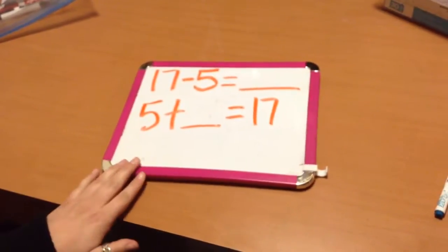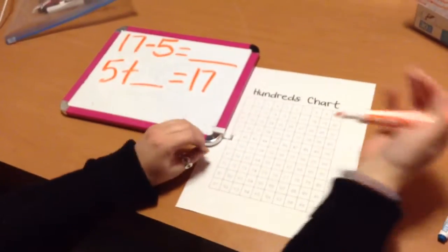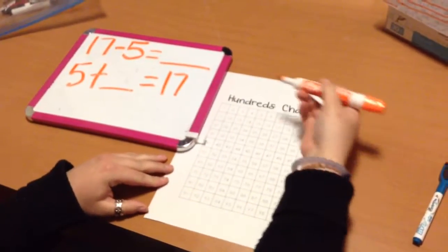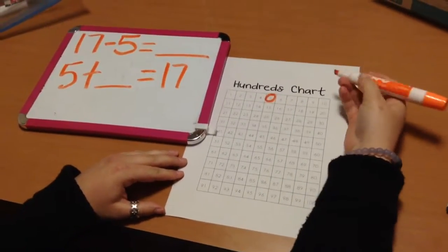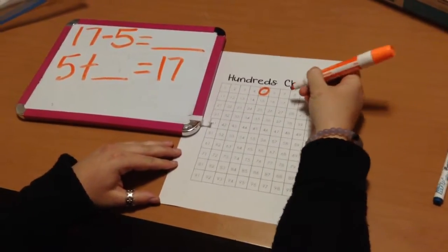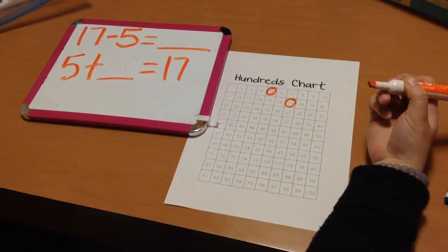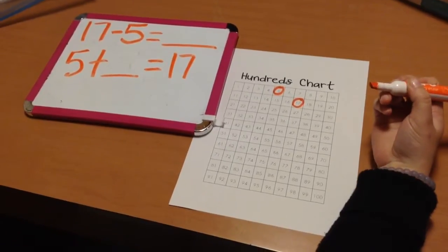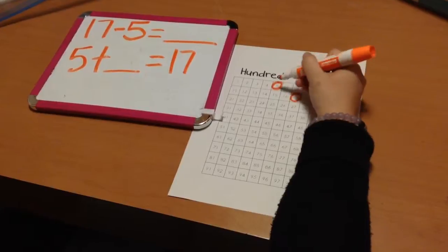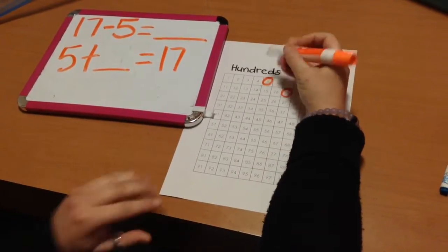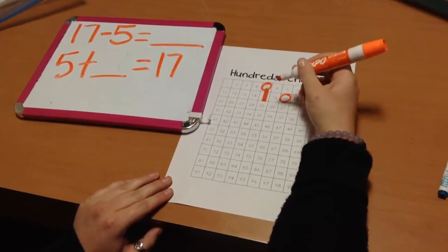So in order to do this problem, we're going to use our hundreds chart, and we are given the numbers 5 and 17. So we're going to start by finding 5 on the hundreds chart, and we're going to circle it. Next, we need to find the number 17 and circle it on the hundreds chart as well. Now that we have both numbers circled, we are going to find the easiest way to get to 17 from 5. So looking at our hundreds chart, we see that we can go down one row. And we know that when we go down on a hundreds chart, we're moving by tens.